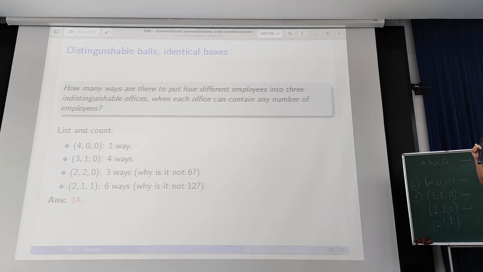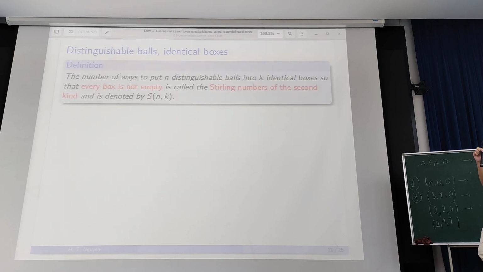And it seems that there is no formal way, but in fact there is a formula for this problem. Okay? So we will define.